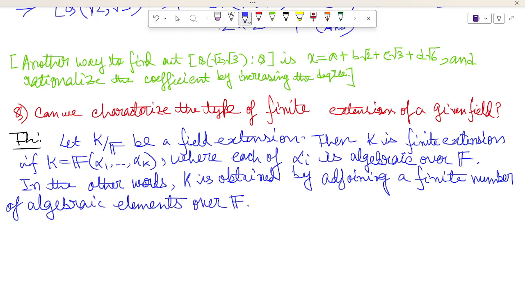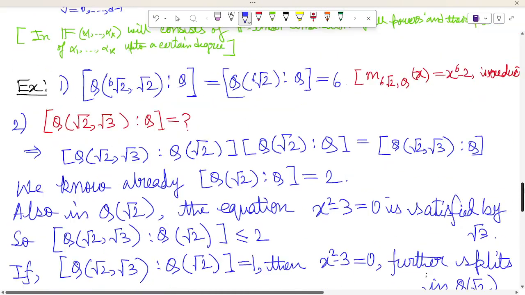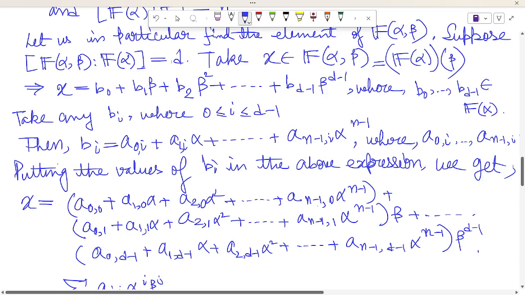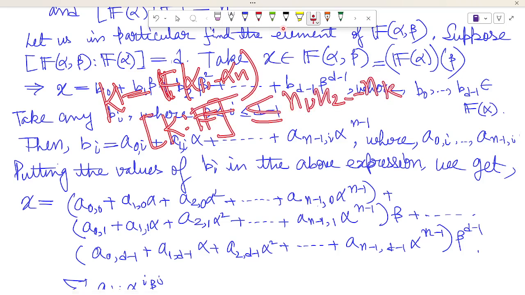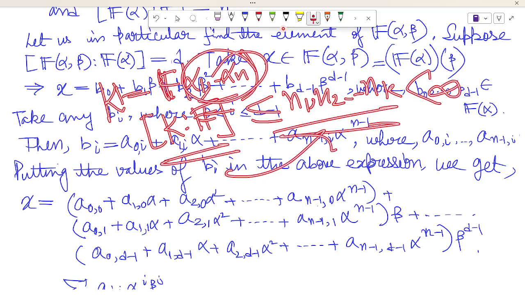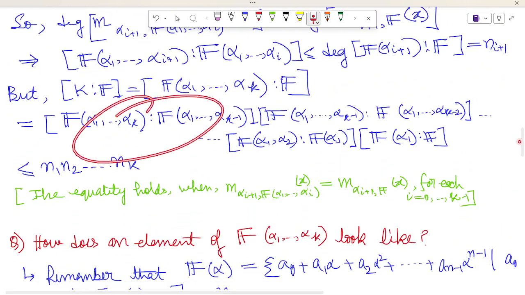See, one part we have done in the earlier discussion. The converse part: if K equals F(alpha 1, ..., alpha n), then what is [K:F]? We have shown that it is less than or equal to n1, n2, ..., nk. This is finite, and if they are algebraic, this is finite. I mean, this is less than infinity. So this part I have discussed here. Yes, this part. This is finite.